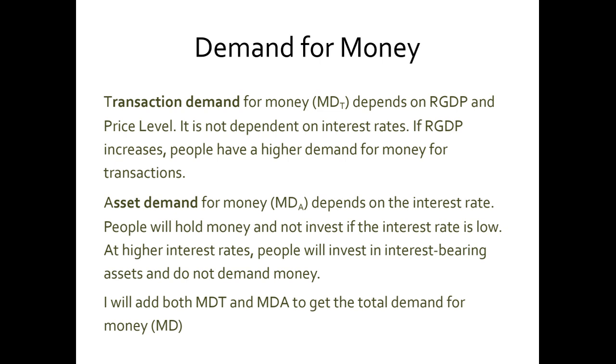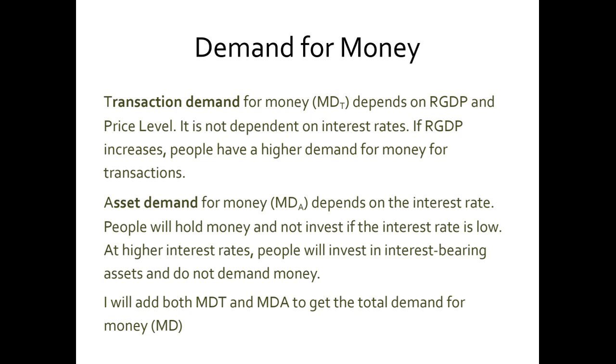So this is what is written here. If real GDP increases, people have a higher demand for money for transaction purposes only. Remember, it is not dependent on interest rate. Transaction demand for money doesn't depend on interest rate. If interest rate is increasing, you are not going to reduce the demand for tomatoes, right? So interest rate has nothing to do directly with the transaction demand for money.